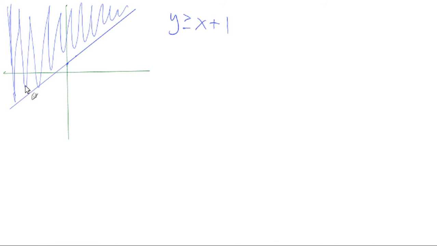Now let's grab another one. It needs to be a system, so we need a second one. So let's say y is less than negative x plus 3. So we'll have our y-intercept at 3, and down 1, right 1. Let's see, that should put us right there too. And it'll be a dotted line. And it needs to be less than, so it's going to be below the line.